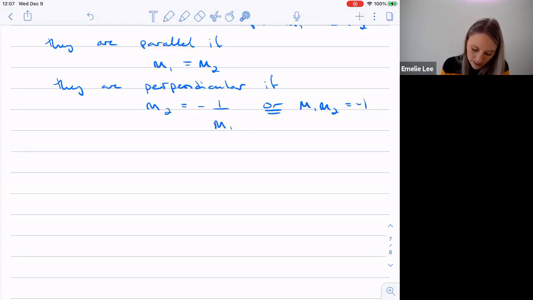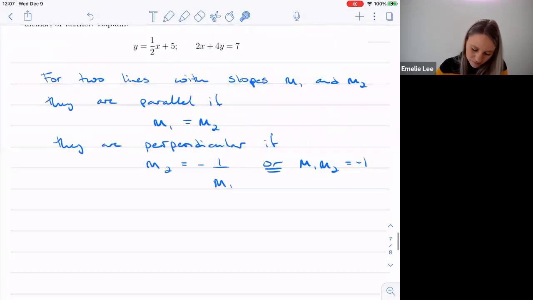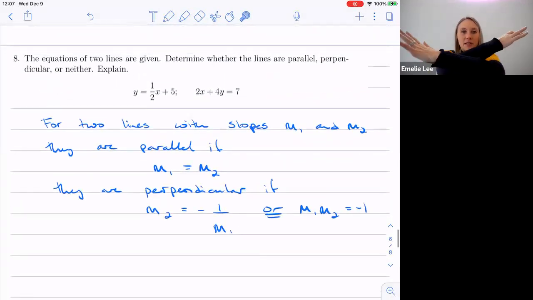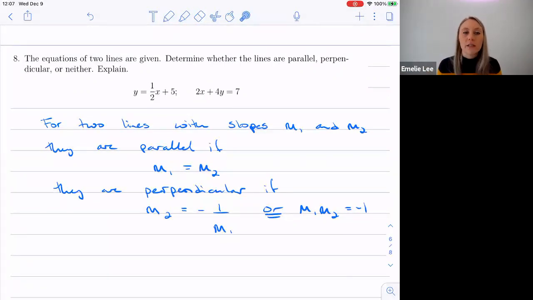Right, and you just get there by multiplying this m1 over here. m1 times m2 equals negative 1. So you only need to remember this one, or I guess this one if you want to divide by m1. But if neither of these are satisfied, then it's neither, right? You can have lines like this. They're not perpendicular or parallel. So most lines are neither, right? But we have to check, and how we check is through the slopes, okay?